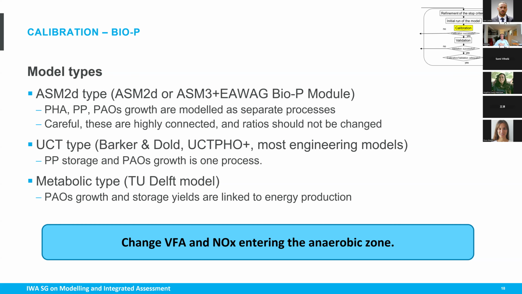So use proper defaults. The best you can do is using default parameter sets from the simulator companies, but then rather focus on the availability of VFAs and nitrates entering the anaerobic zone. So that is really the key to calibrate the models. You're not touching the inner workings of the BioP model, but you are basically calibrating them by changing the availability of a carbon source and how much nitrate they have available.